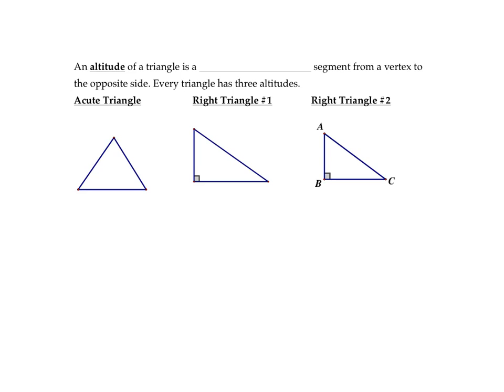In addition to medians, another special line segment in a triangle is an altitude. An altitude of a triangle is a perpendicular segment from a vertex to the opposite side. So we're just going to spend some time sketching these altitudes in these triangles. And what you need to be able to do on the homework and on our quiz and on the exam is just recognize what an altitude is in a picture.